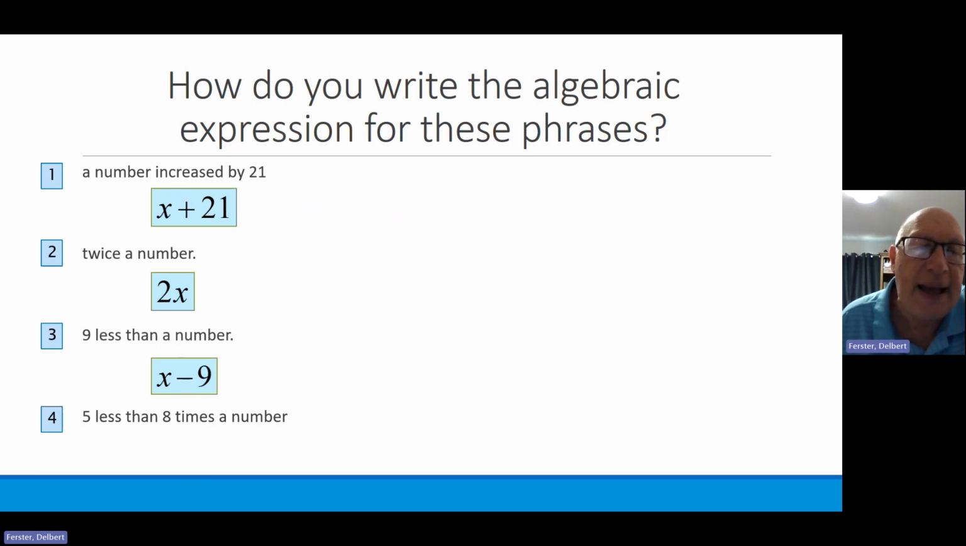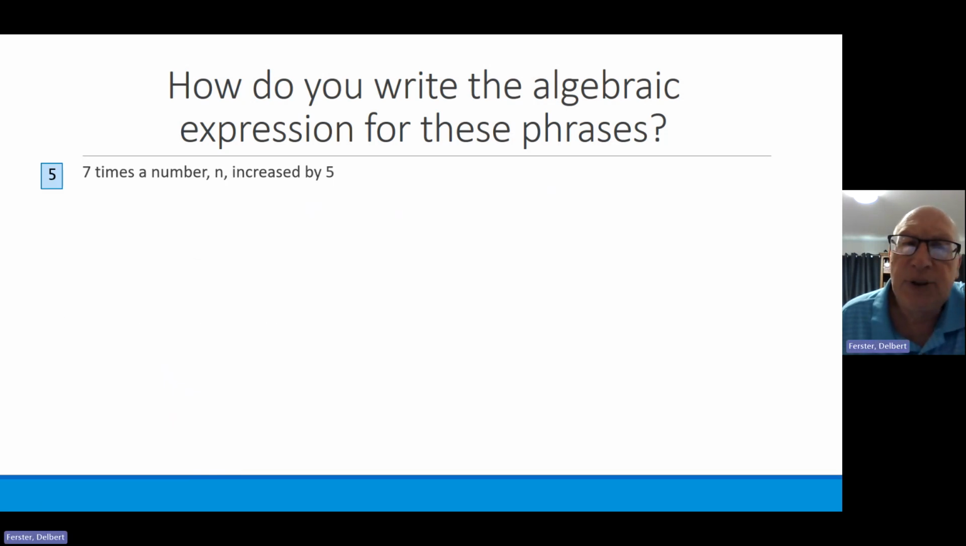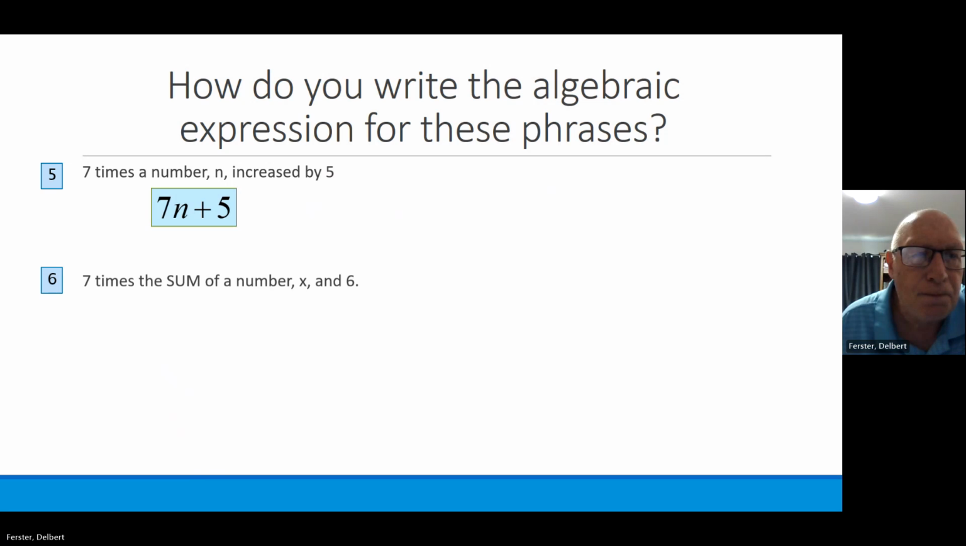All right, 5 less than 8 times the number. Again, that less is going to show up at the end. So you start with your 8 times the number and then diminish it by 5. All right, first slide straight through. 7 times the number. This time I'm going to call it n just to change things up. And then we're going to increase that by 5. Again, not too heavy yet.